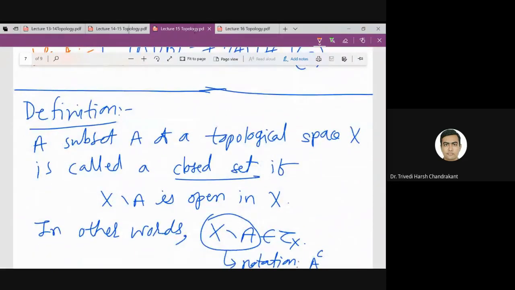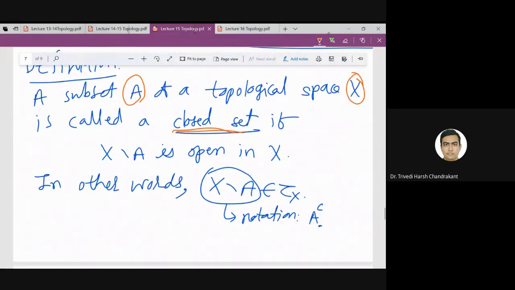So one more definition we discussed last time is the definition of closed set. Now we know that if I have a topology on the set X, then each element of the topology is called an open set. So then what is a closed subset of X? A subset A of X is called closed if by definition its complement is open. Complement is open means the complement should be in the topology. So whenever X minus A belongs to tau X, we will say A is closed in X.